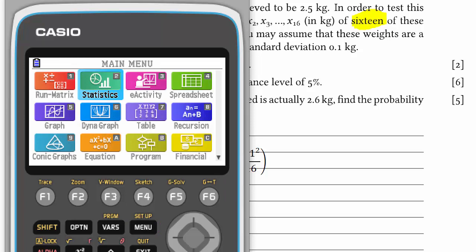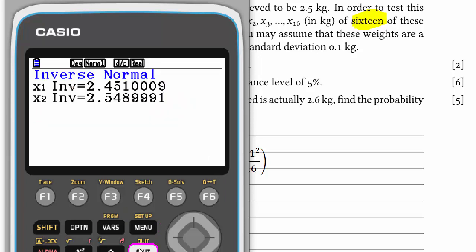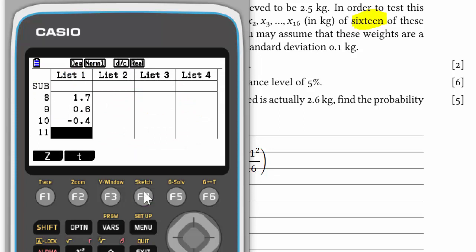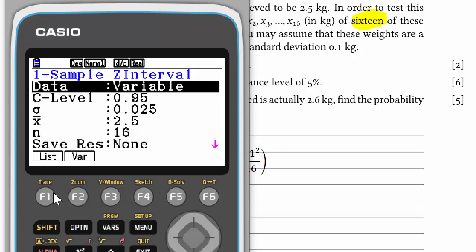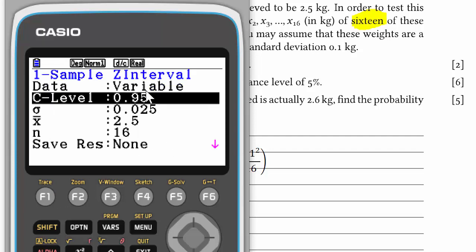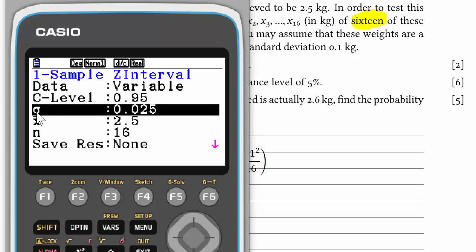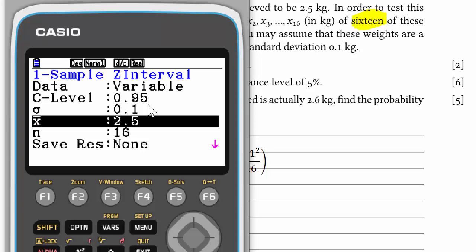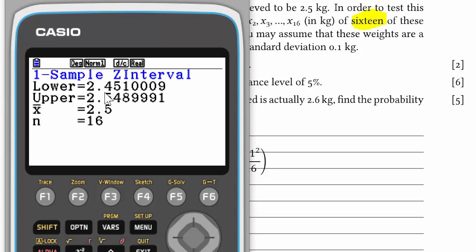Alternatively, we will go to intervals. Z or T, well, they told us the population standard deviation, and I want a 95% confidence interval where the standard deviation sigma is 0.1. I don't need to tell the calculator about the central limit theorem. It knows it. It's just saying, what is sigma? What was the mean of your sample, 2.5? How big was your sample? You just run it, and there is the answer.